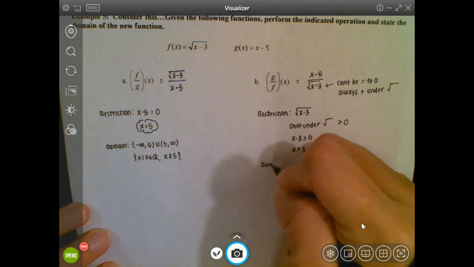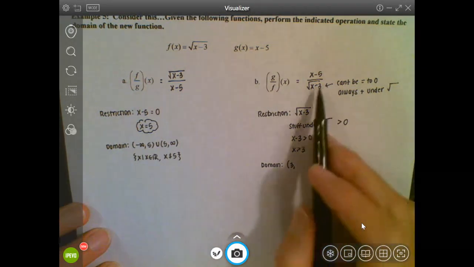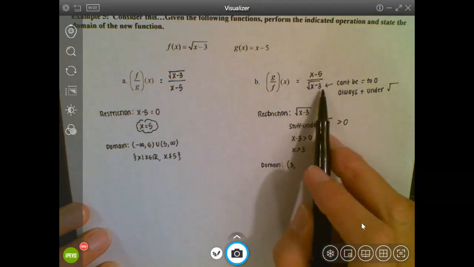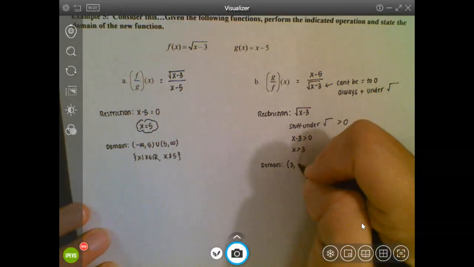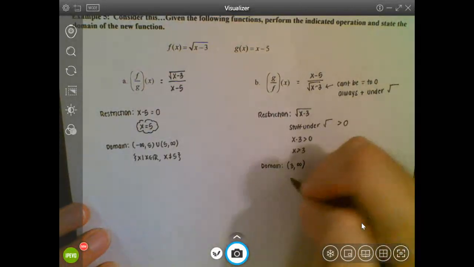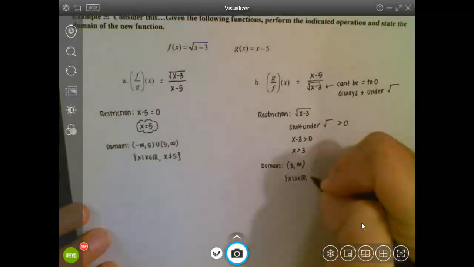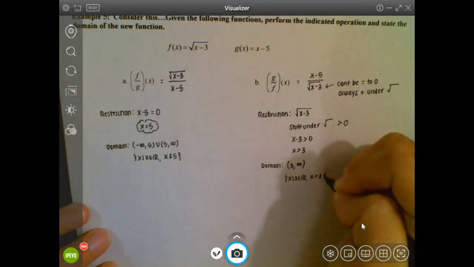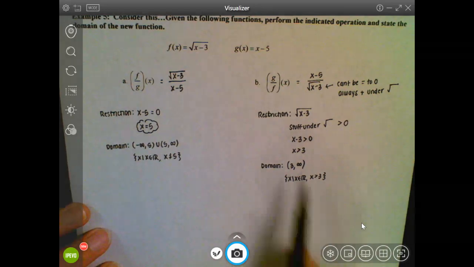So in terms of interval notation, that's going to tell us that we're starting at positive 3. I'm not including it because if I included it, 3 minus 3 over here would be equal to 0, and we can't have that. And we're going all positive, so we're going to infinity. In set notation, that would be x such that x is an element of the real numbers, x would be greater than 3. And again, we can test that. We know x has to be greater than 3.